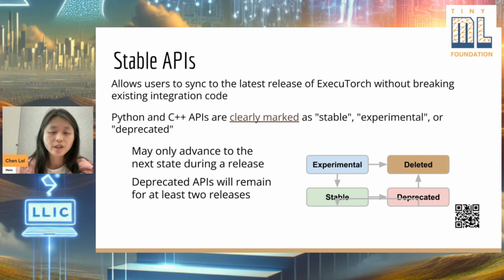Here, for the stable APIs, we set up the lifecycle from experimental to deprecation, such that when users integrate the latest code, it won't break their existing integration code. That's one of the most important parts of our beta release.